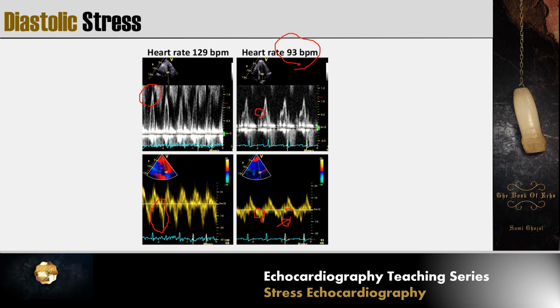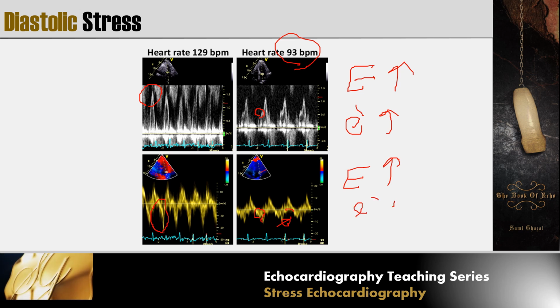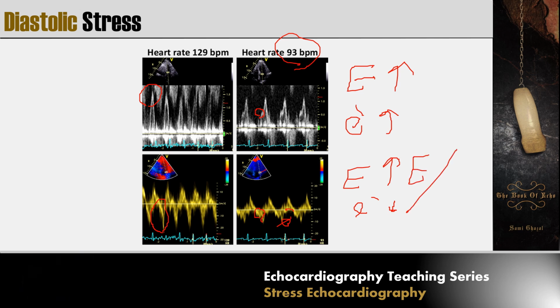In normal people with exercise, E will go up. Also, E prime will go up. So the ratio will continue to be the same. But in people with diastolic dysfunction, the E will go up and the E prime will not change much, and might even go down. So the ratio, E over E prime, will now increase.